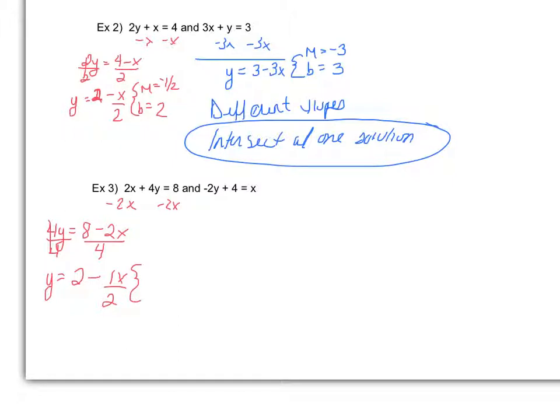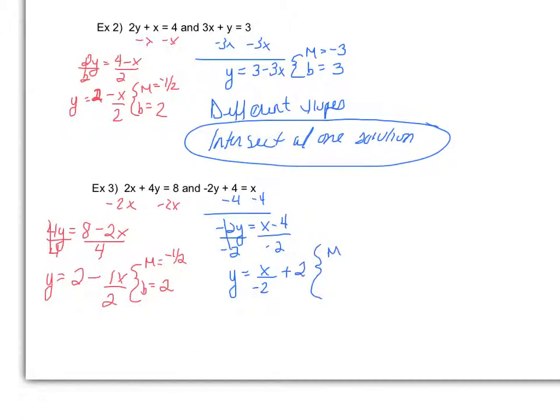And I'm ready to find my slope and y-intercept. Slope is, of course, in front of the x, so negative 1/2. My y-intercept is 2. Now I want to look at my second equation. Again, isolating the y, I'm going to subtract an x, giving me negative 2y equals x minus 4. Then I'll divide by negative 2. They cancel on the left, and I get y equals x over negative 2, negative 4 over negative 2, and negative over negative is plus. 4 over 2 is 2.